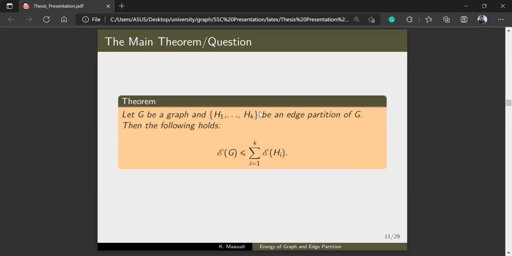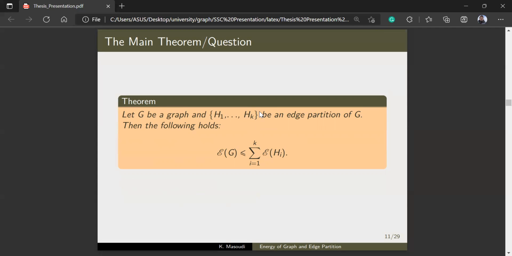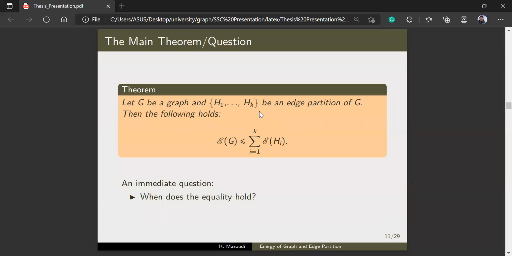And finally, we want to get to the main theorem. Let G be a graph and H1 to Hk be an H partition of G. Then this inequality holds: the energy of G is always less than or equal to the summation of the energies of Hi. And the question is: when does the inequality hold? When does the equality hold?